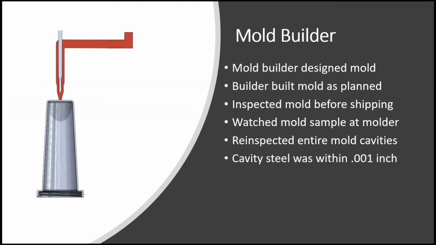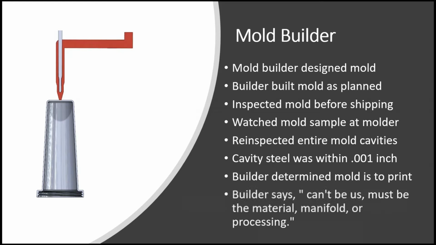They had the whole mold re-inspected. They determined that all the cavity steel was within 1/1000th of an inch. The cavity and the core steel were concentric, and therefore they shouldn't be seeing the core deflection that they were seeing. They just determined that the mold was to print, and there was nothing else they could do. So again, the mold, it can't be us. It must be the material, the manifold, or the processing.